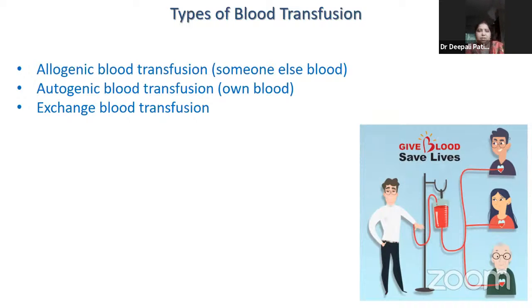Second is autogenic blood transfusion. This type of blood replacement is followed in planned elective surgeries. And here, the person must donate his blood 4 to 5 weeks prior to the surgery.